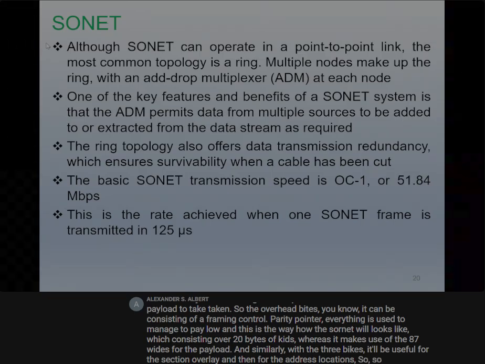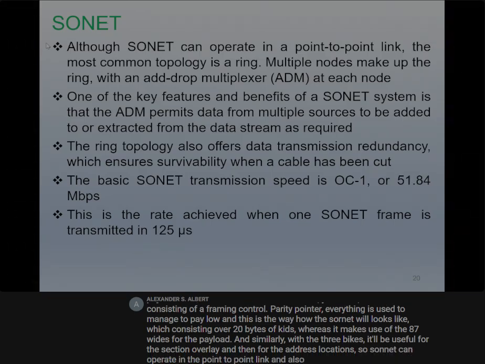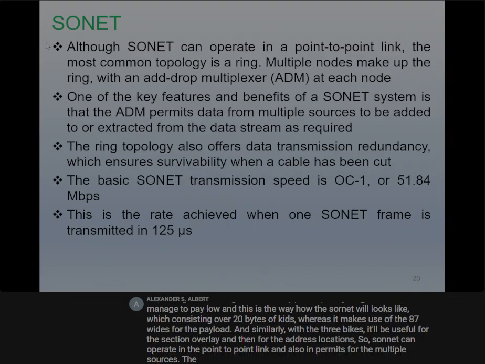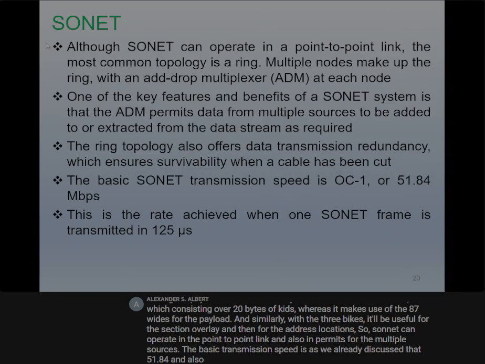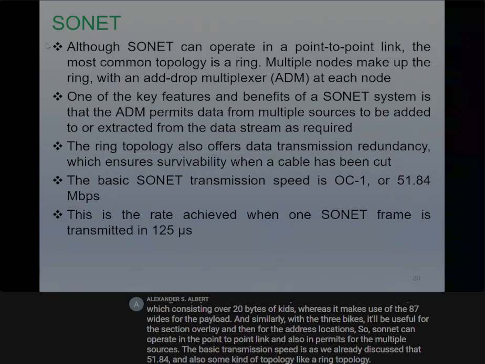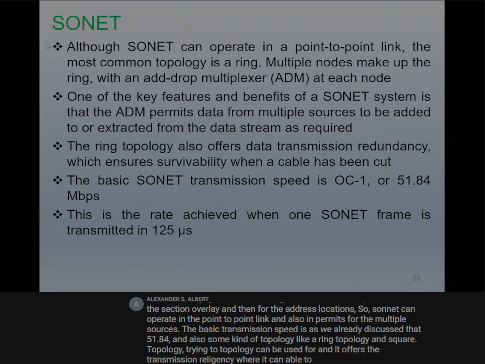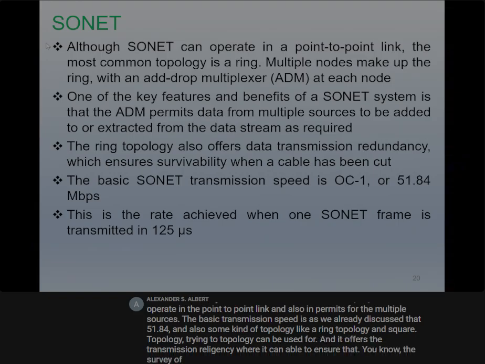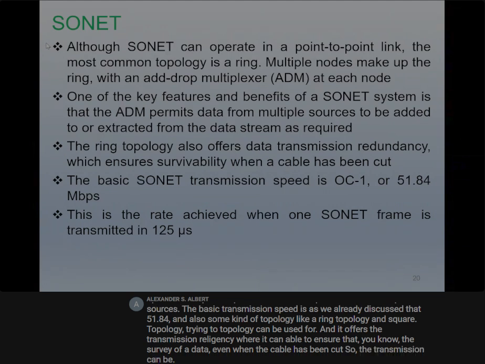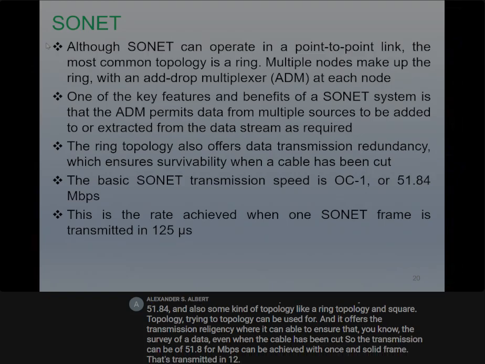SONET can operate on a point-to-point link, and it also permits multiple sources. The basic transmission speed, as we already discussed, is 51.84 Mbps, and topologies like ring, square, and triangle can be used. It offers transmission redundancy, which can ensure the survivability of data even when the cable has been cut. The transmission of 51.84 Mbps can be achieved with one SONET frame transmitted in 125 microseconds.